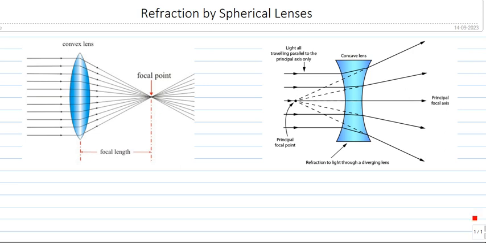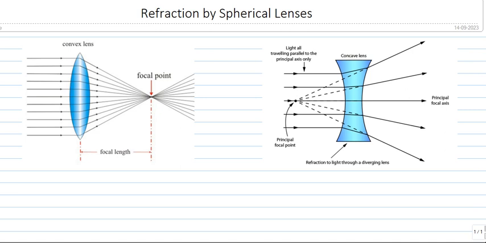As we see, this is the refraction by spherical lenses. So the next part we are going into is spherical lenses. We saw so far about mirrors. Now we are going into spherical lenses. We saw rectangular glass slab. Now this is refraction by lenses.